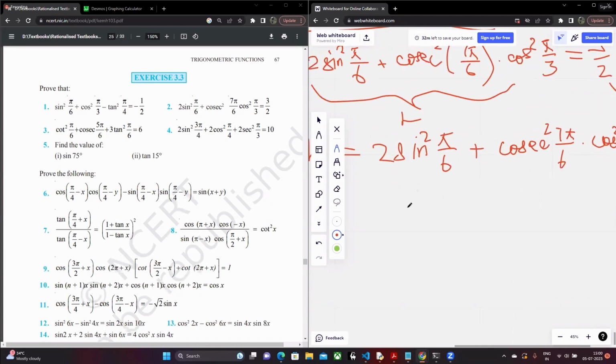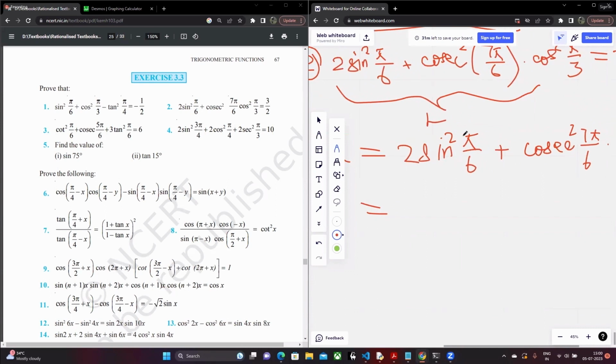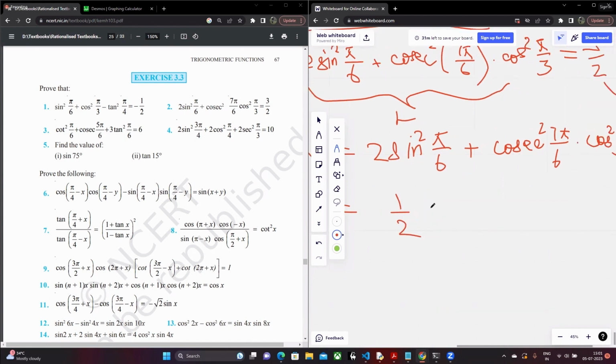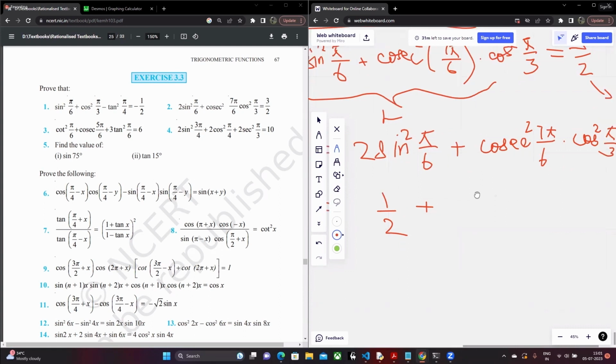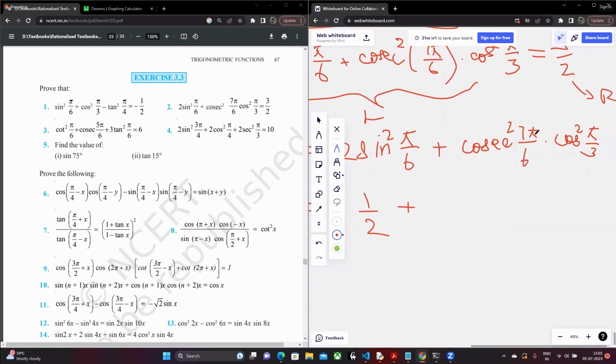Again, substituting the values of these standard angles, sine of pi by 6, as I stated earlier in the first question, is half. I'm going to reduce a step and write that half squared is 1 by 4, and 2 into 1 by 4 is basically 1 by 2. This is half plus cosecant squared of 7 pi by 6.